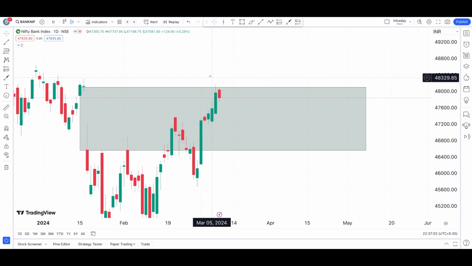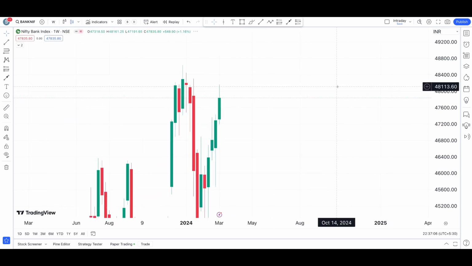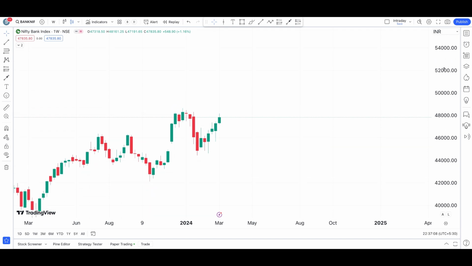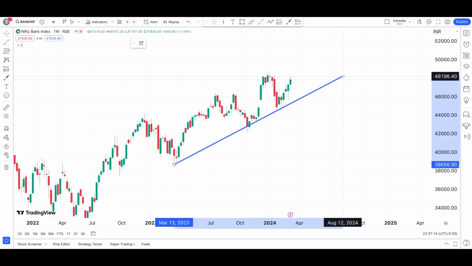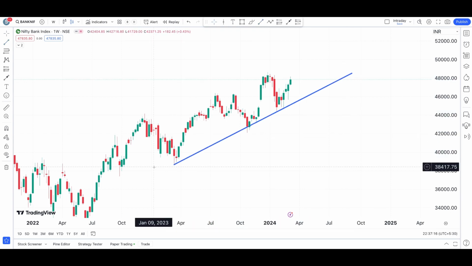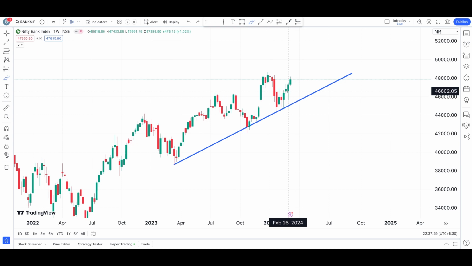So now let's remove this and change our chart time frame to one week. Here we have the weekly time frame of Bank Nifty. Here we have this trend line intact. This trend line is a valid trend line based on these swing reactions. We have seen this trend line intact for more than three times, so it becomes a valid trend line.